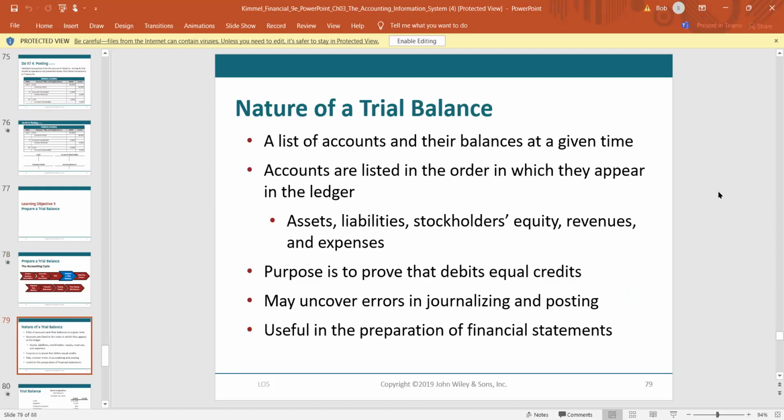A trial balance is simply a listing of all of your accounts in chart of accounts order. It starts with assets, liabilities, equity, revenues, expenses, in that order. It's not a formal report. All it is really is a worksheet that proves that the debits equal the credits. That's the purpose. And in doing so, you may uncover some errors you need to check. But where it really comes into play is that once you've got a correct trial balance, you can prepare the financial statements from it.